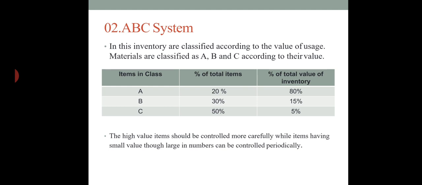So the total inventory items are classified into three categories based on their value. High cost or high valued materials are given more importance for maintaining and other things, so they are classified like this. The high value items should be controlled carefully, with careful maintenance and attention given to that category of materials. So that is known as ABC analysis.